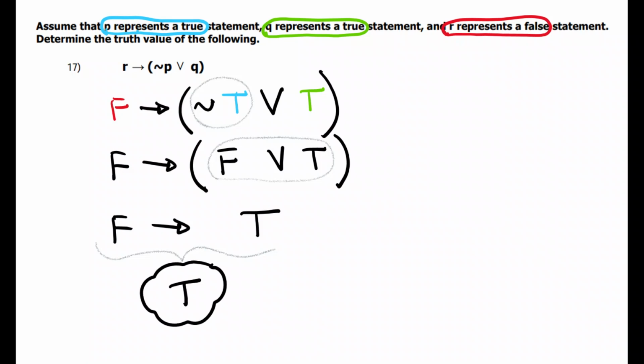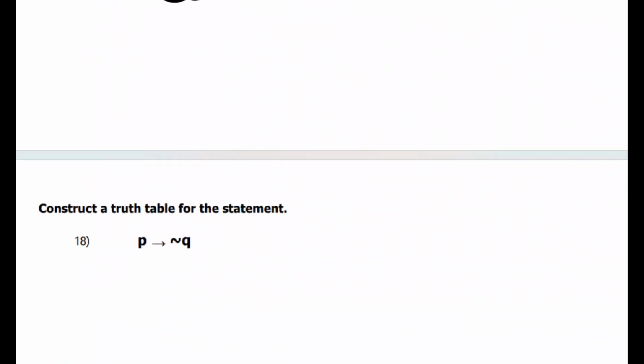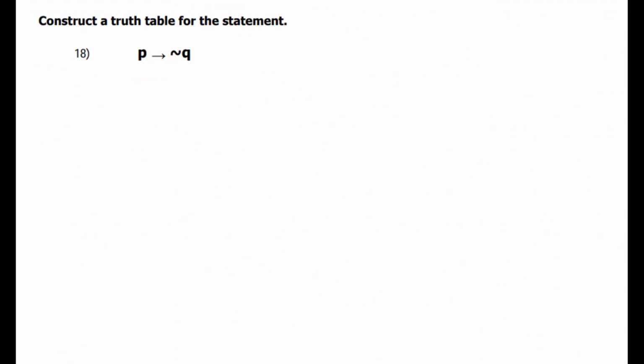Hopefully you can remember these things, but if not, you have your handy dandy handout. You can always look over at that to refresh your memory and make sure you got it. All right, so that's 17, and then 18 wants you to construct a truth table for the statement. This one is just 2 variables, P and Q.